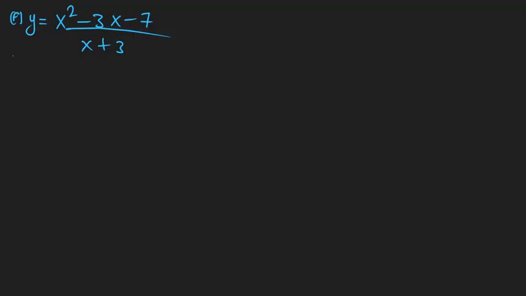So of course, we can find our vertical asymptote. x plus 3 is going to equal 0, so x will equal negative 3. That's our vertical asymptote. Horizontal asymptote doesn't exist. Let's find our slant asymptote.